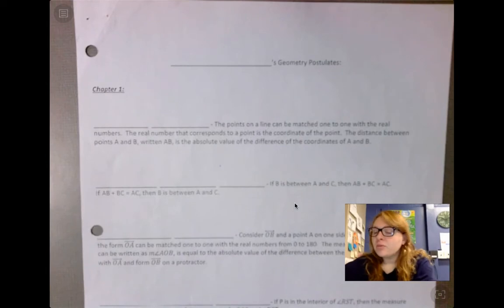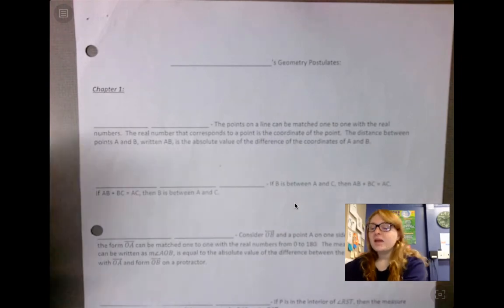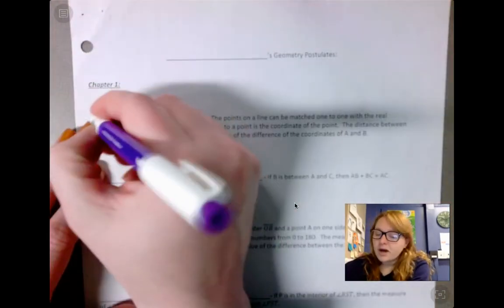Okay? So number 1 says the points of a line can be matched one-to-one with real numbers. The real numbers that correspond to the point are the coordinates of the point. The distance between points A and B, written as AB, is the absolute value of the difference of the coordinates of A and B. Okay? So this is the ruler postulate.